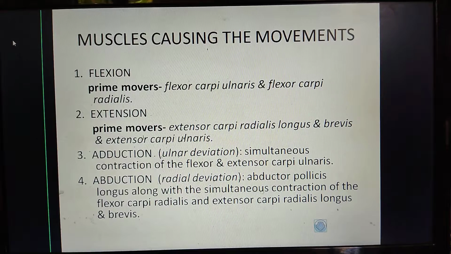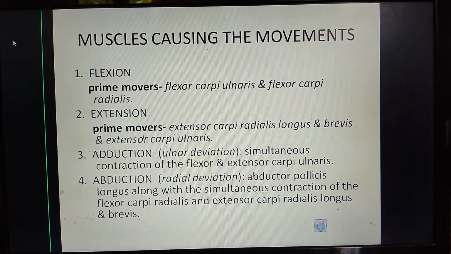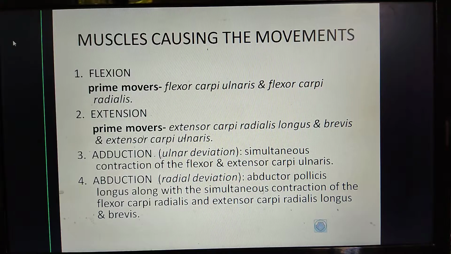Okay. So adduction or the ulnar deviation is caused by the carpi muscles on the ulnar side or the medial side, whereas abduction is mainly caused by the flexor and extensor carpi muscles on the radial side. Along with it, also the abductor pollicis longus causes abduction. This abductor pollicis longus also assists flexion.